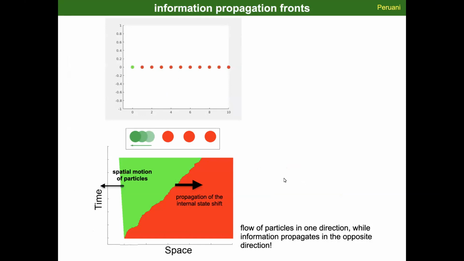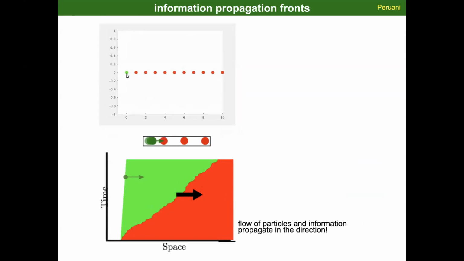One is, I'm illustrating this in a 1D scenario. Here, this green guy is the one that is moving, and it will be moving to the left. So if I'm moving to the left, you will see something of this sort. Everybody will start moving this way. And now what you have to realize is that you have a flow of particles in one direction while information propagates in the opposite direction.